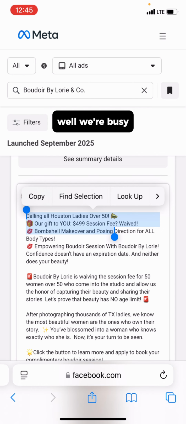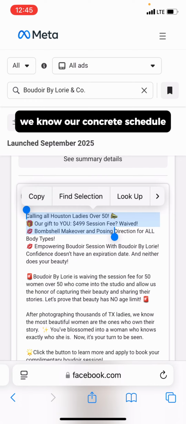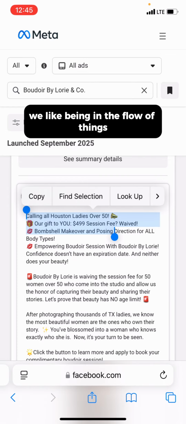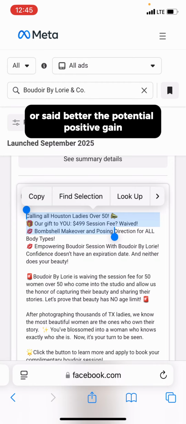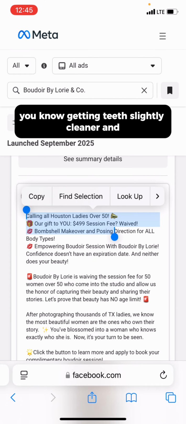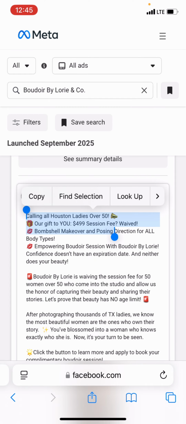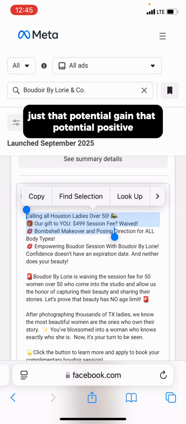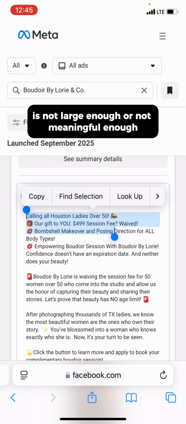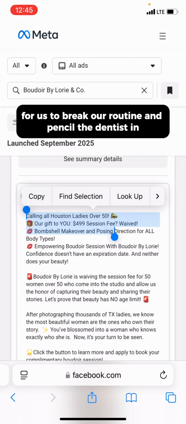And why is that? Well, we're busy. We're running our business. Our schedule's full. We know our concrete schedule. We like our schedule. We like being in the flow of things, the momentum. We don't want to break it. Or said better, the potential positive gain, getting teeth slightly cleaner and peace of mind knowing there are no cavities, just that potential gain, that potential positive, is not large enough or not meaningful enough for us to break our routine and pencil the dentist in.